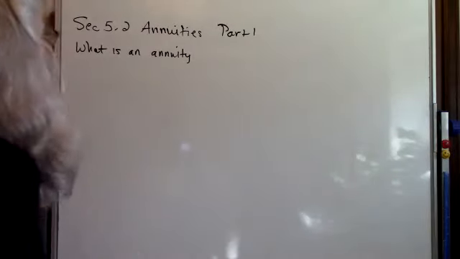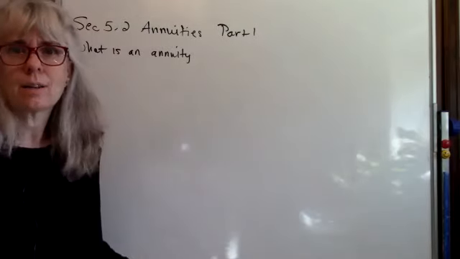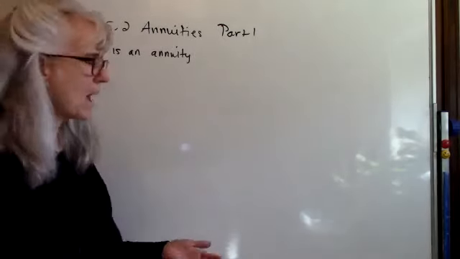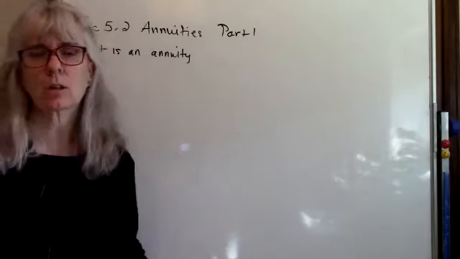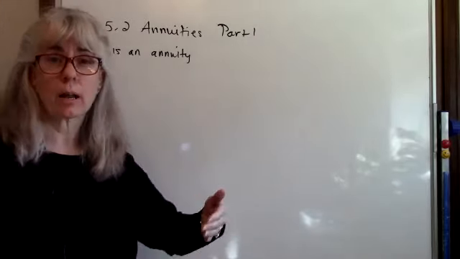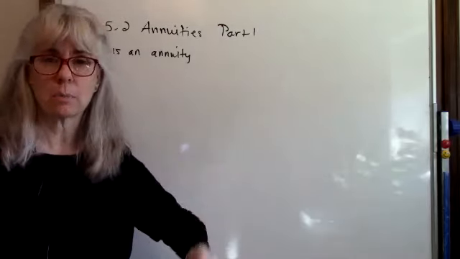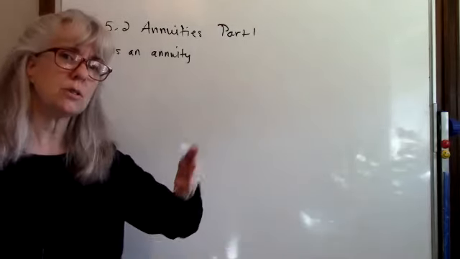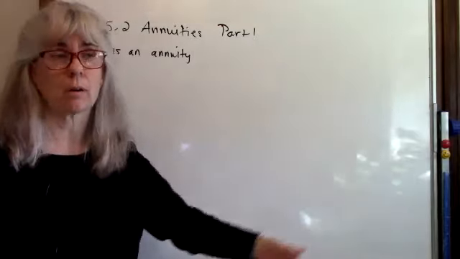Section 5.2, we address annuities. So what is an annuity and how does this differ from our compound interest problems in the previous section? The huge difference here is that in an annuity, you're making periodic payments. So not just one lump deposit in the beginning, but you're going to continue to make payments every conversion period.